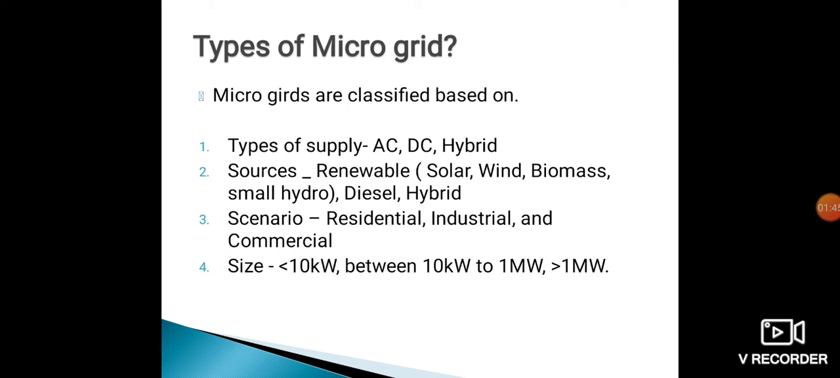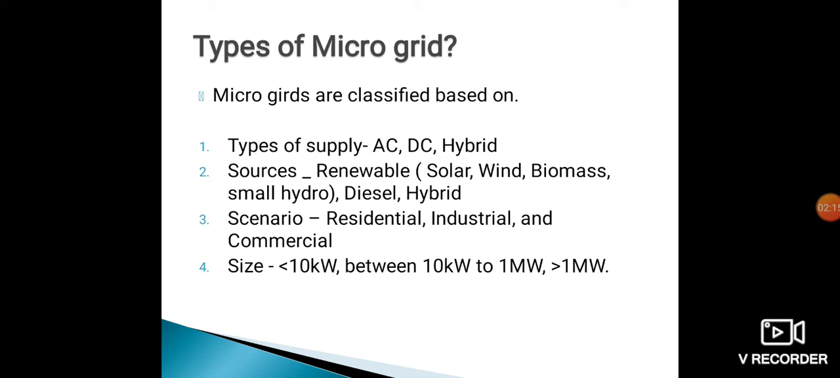Second basis, sources: renewable sources, diesel and hybrid. Renewable sources include solar, wind, biomass and small hydro power plant. So on the basis of sources, microgrid is classified into three parts: renewable energy microgrid, diesel energy microgrid and hybrid microgrid.